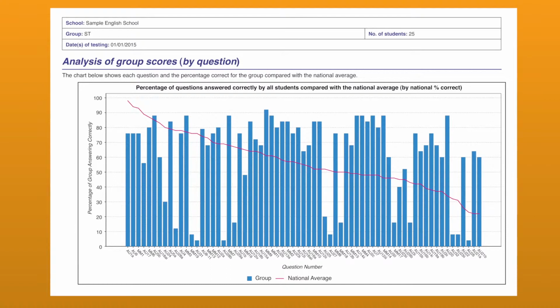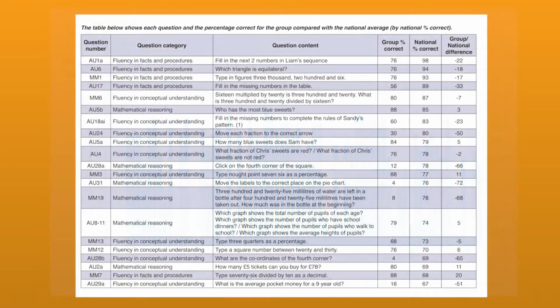This shows that there is quite a gap between the attainment of this group and the national sample relating to several questions. This bar chart is accompanied by a table which details every question and gives the same information but in tabular form. This will help you identify the questions with the biggest difference compared to the national average and then look at them in more detail.